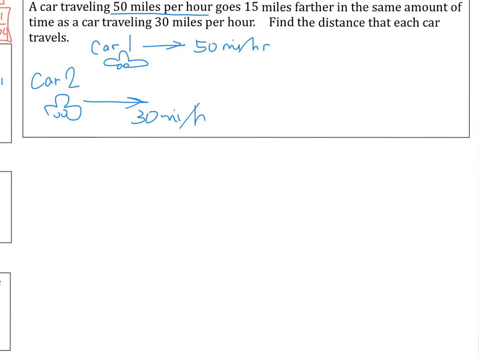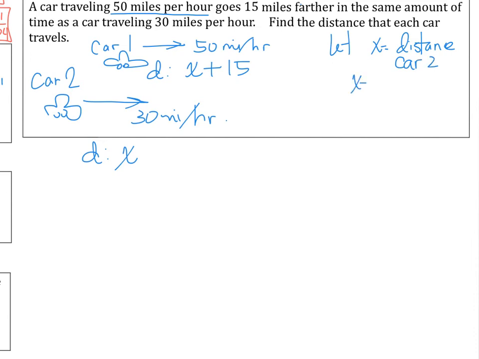So the car traveling at 50 miles per hour goes 15 miles further, so the distance is x plus 15. Then the distance for car 2 would be just x. So I should let x equal the distance for car 2, x plus 15, distance for car 1.